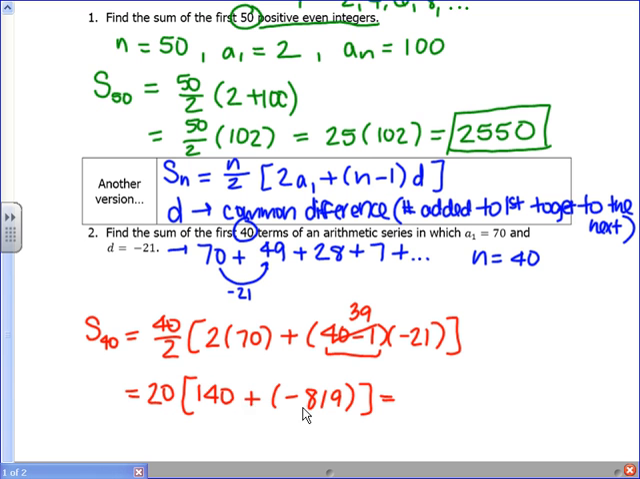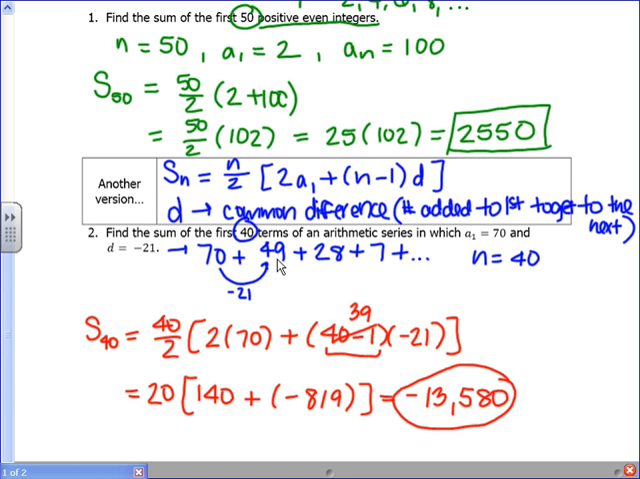Okay, simplifying even further, 140 plus negative 819, and then multiply by 20, we're going to get negative 13,580. Now, you're going to ask yourself, negative? Can this answer be negative? Can the sum be negative? Well, in this case, think about it.